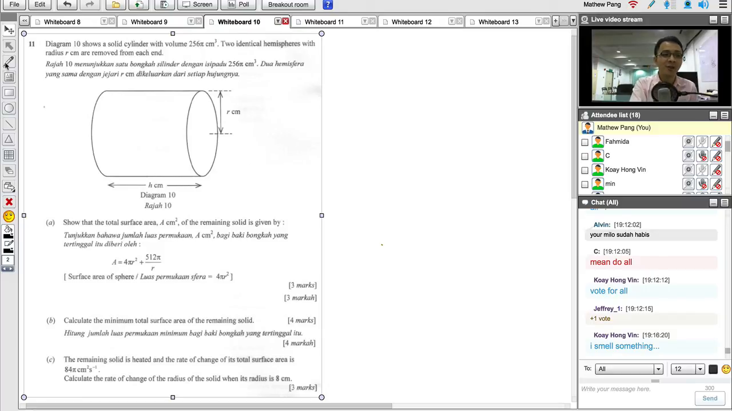Alright, so over here, what I have is, okay, diagram 10 shows a solid cylinder with a volume. So first he gives you the volume is 256.